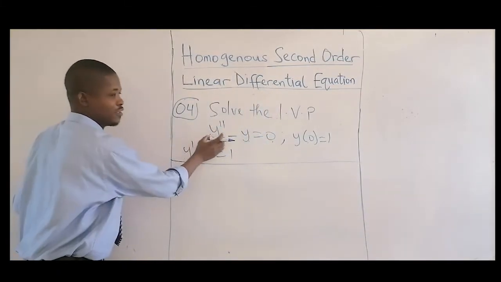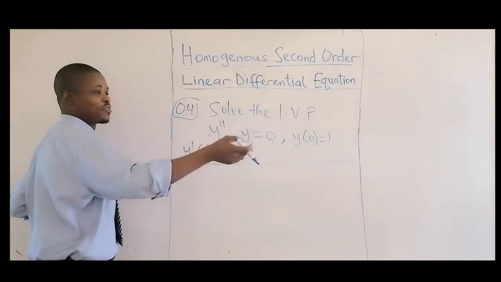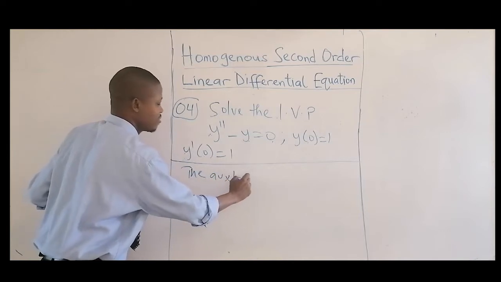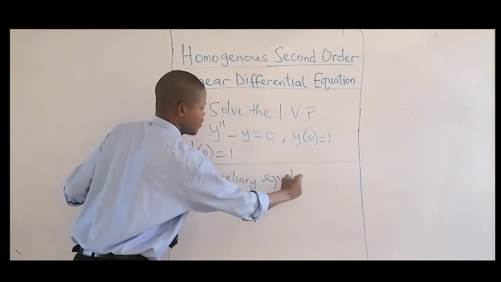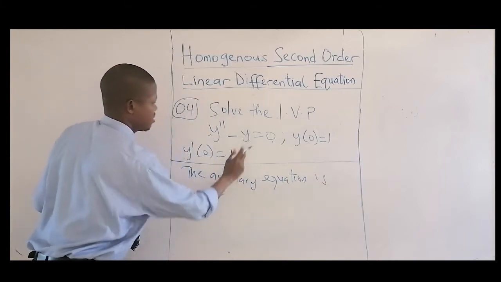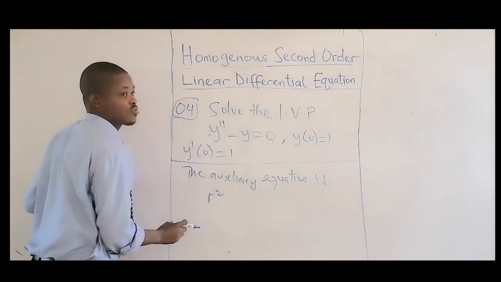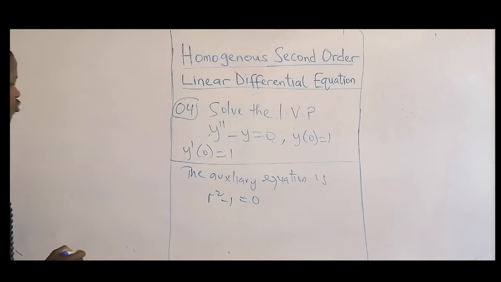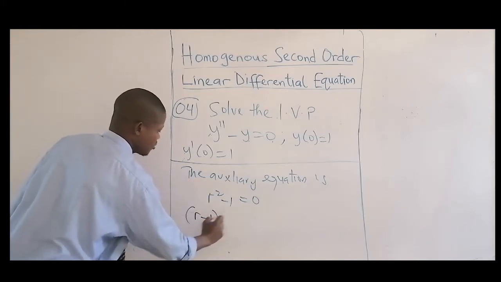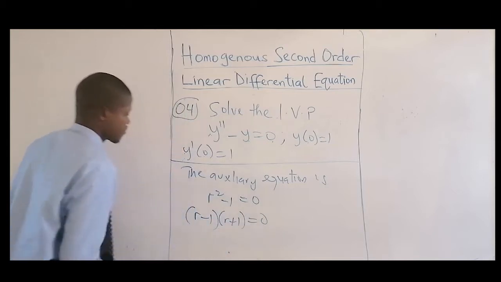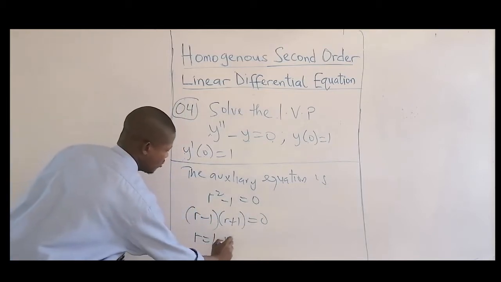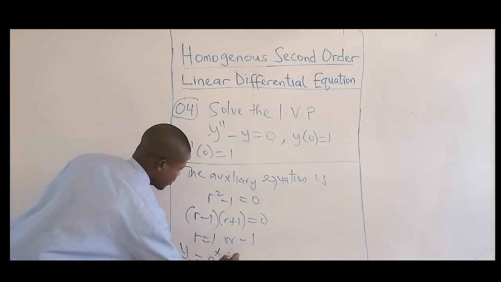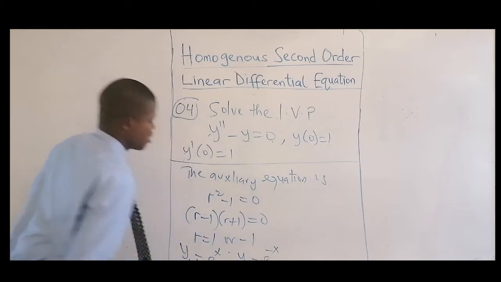The first differential will be r, and the second differential will be r squared. So the auxiliary equation is r squared minus 1 equal to 0. This is just a constant, and the coefficient is minus 1. This is a difference of two squares, which gives (r minus 1)(r plus 1) equal to 0. So r equals 1 or minus 1, which implies that y1 is equal to e^x, and y2 is equal to e^(minus x).